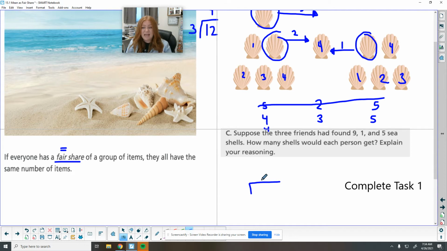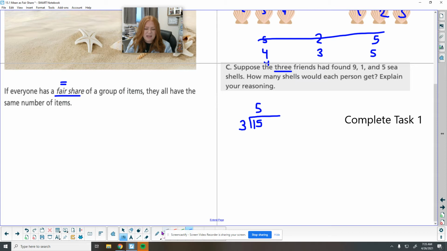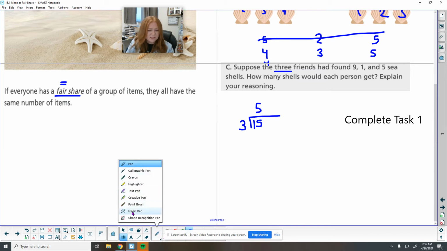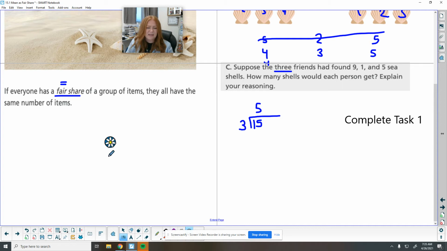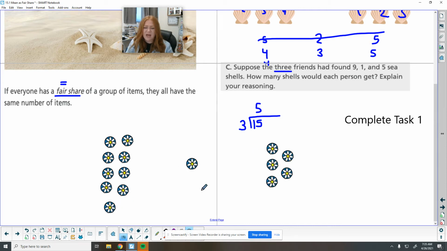So 9 plus 1 is 10, plus 5 more is 15 total shells. And it tells me they want to share them with 3 friends. When we're sharing things, that means we're dividing. So 3 goes into 15 5 times. So if I have 9 shells here, or I don't think I have a shell, but we're going to do flowers. So they could kind of be like sand dollars. So 1, 2, 3, 4, 5, 6, 7, 8, 9. This person has 1, and this person has 5.